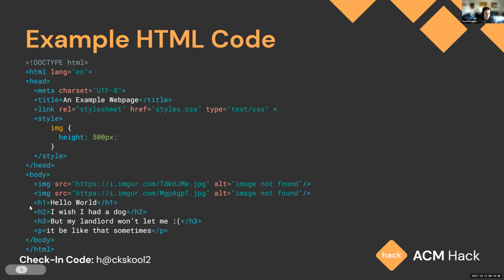We have headings. So these are headings of different sizes. Hello world is the largest one with H1, and then we have a slightly smaller one, H2, and H3 is a smaller header size.